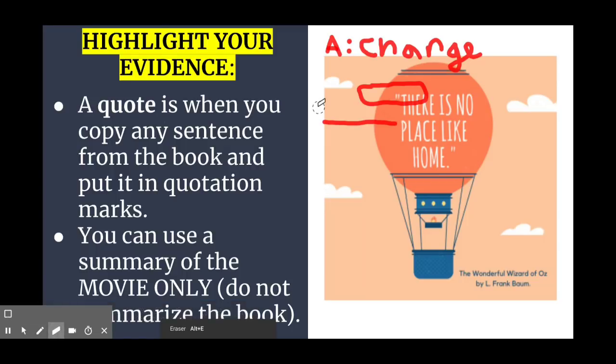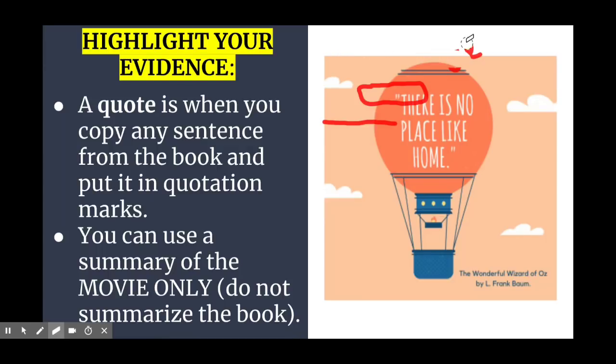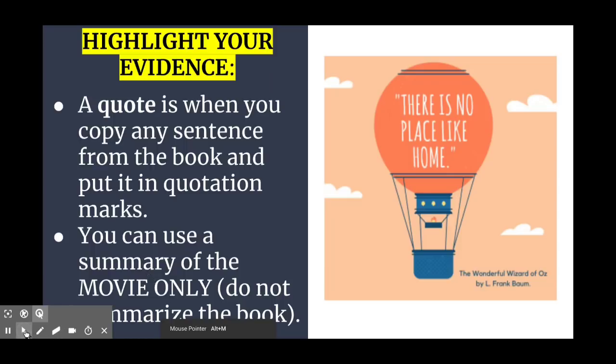So your evidence is a quote. That's pretty much it. If you chose prompt B, then you may have to do a summary for the movie. However, you could also look up movie quotes on a Google search, and then you would be able to do a quote. So for your evidence, you're just finding a quote. A quote is literally any sentence that you copy word for word from the book and put quotation marks around. You do have the option of summarizing the movie for your evidence if you're using prompt B. However, most of you will just be finding a quote from the book that kind of shows what you're talking about.